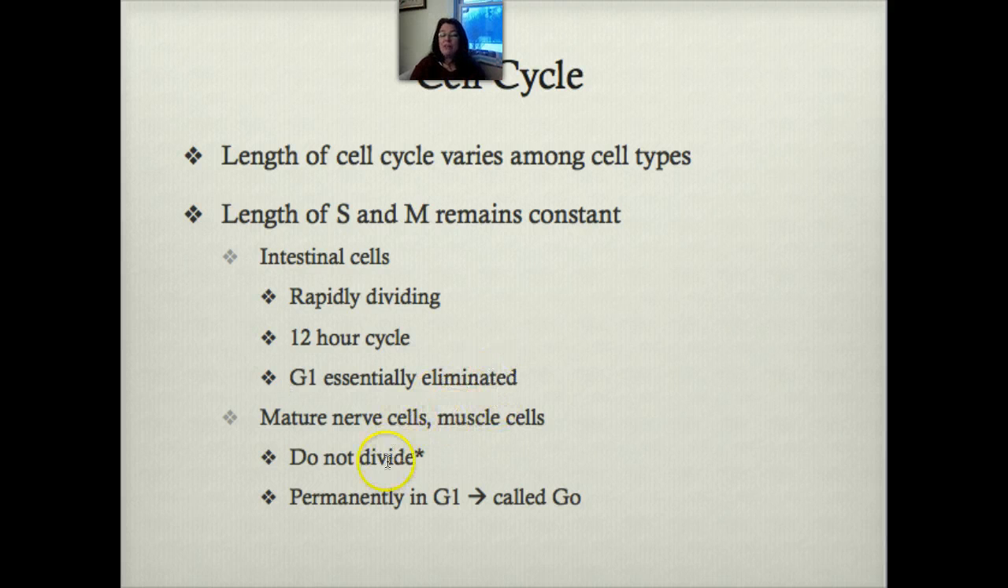Now you notice I have a little asterisk up here, and that's because you and I in 2014 are living in the age of stem cell science. And it turns out that while normal mature nerve cells and normal mature muscle cells do not divide, it is possible now for us to harvest what are called stem cells from these tissues, and sometimes we can turn them on and ask them to go back in time and start dividing.